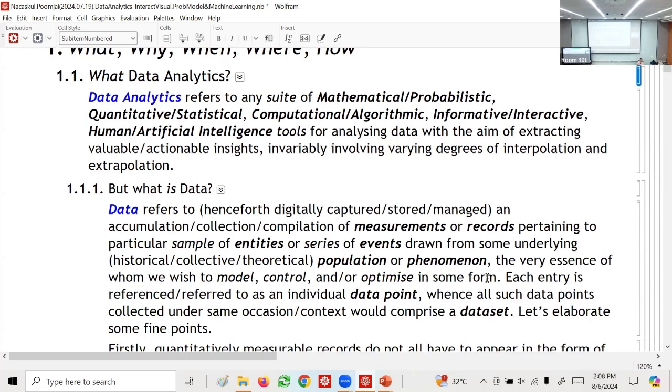It's an accumulation. You have to accumulate. It is a collection or compilation of measurements or records. So again, don't take anything for granted. Every single word counts. I spend a lot more time cleaning up this definition than a lot of things I do. So it's measurements and records.